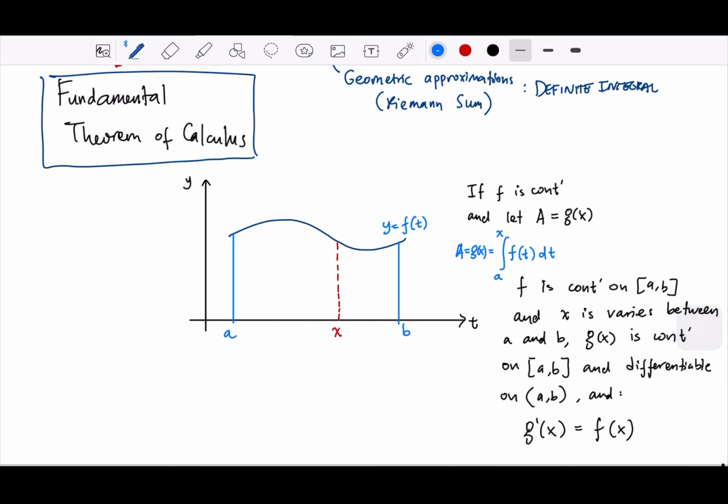But what's interesting about this expression is if we differentiate it with respect to x, we are going to look at the expression as a function of x, the original function that we are going to evaluate here. So the first derivative of g will be f of x. Okay? This is very important. This is what we call the fundamental theorem of calculus, part 1.